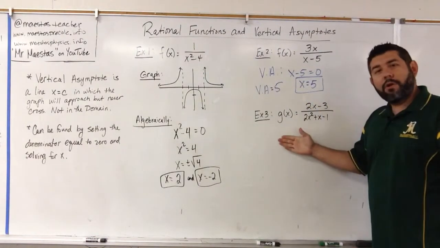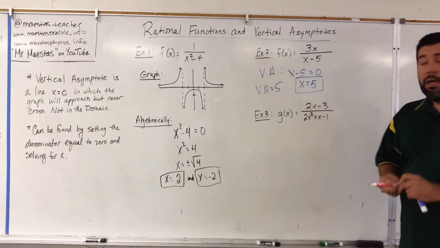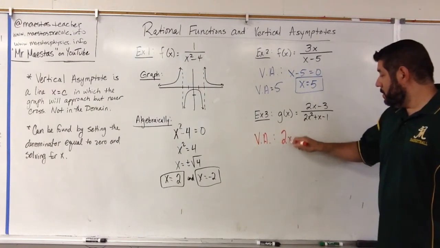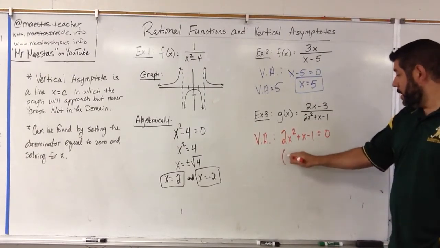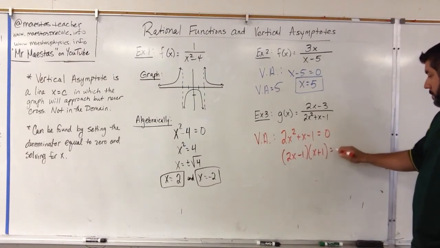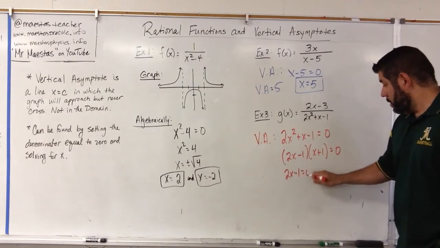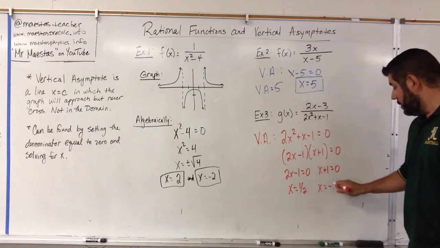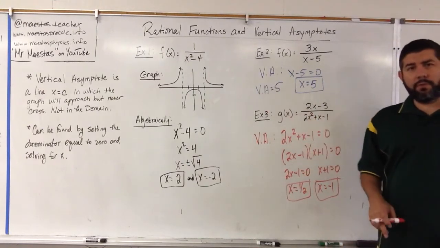So, I got one more example for you. 2x minus 3 over 2x squared plus x minus 1. Again, vertical asymptote. We're going to take the denominator and set it equal to 0. For this one, we're going to need to factor. So we're going to get 2x minus 1 and x plus 1. Each of these, we'll set both equal to 0. And we're going to get x equals 1/2 and x equals -1. And in this case, this function has 2 vertical asymptotes, similar to the first one we did.